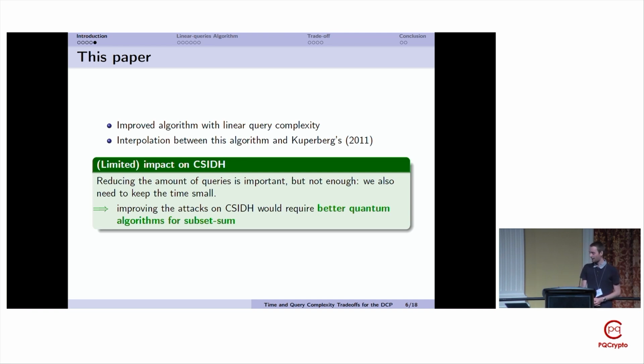This has still limited impact on CSIDH for the following reason. Quantum subset sum algorithms are not as good as we would like. Basically, we managed to reduce the amount of queries, but there is a term that increases, and we would like to keep the whole time complexity small. And if you manage to find better quantum algorithms for subset sum, you would improve the attack on CSIDH.